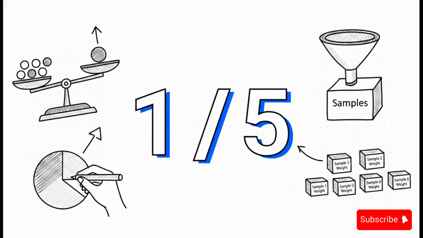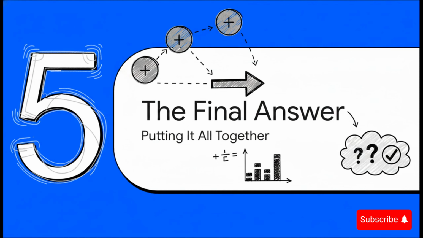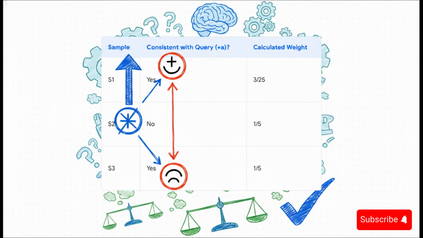We are on the home stretch. The heavy lifting is officially done. Now, all we need to do is combine these weights to get our final estimate. So let's just lay everything out so it's easy to see. Here are our 3 samples, the weights we just calculated, and a note on whether they're consistent with our query, which was A being true. You can see samples 1 and 3 are yes, but sample 2 is a no.